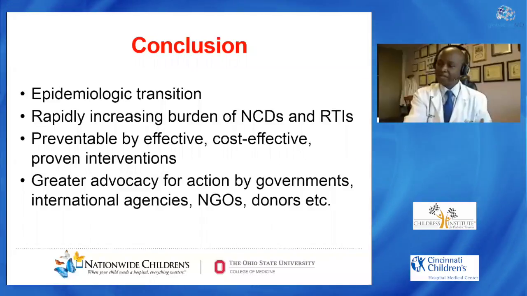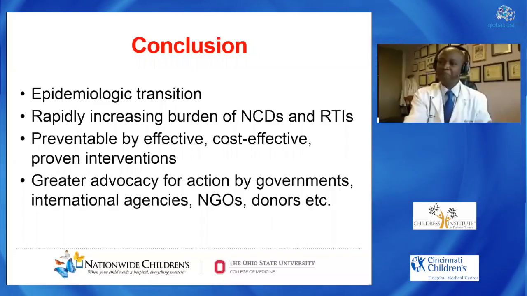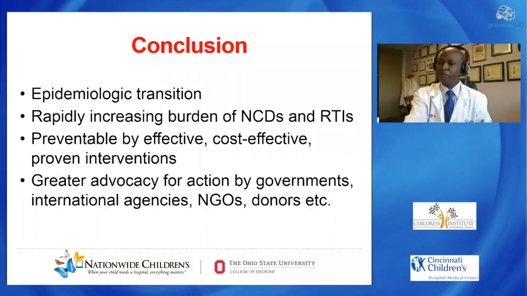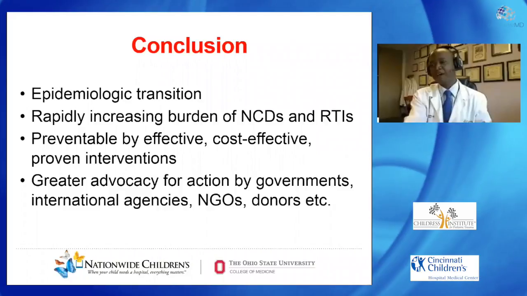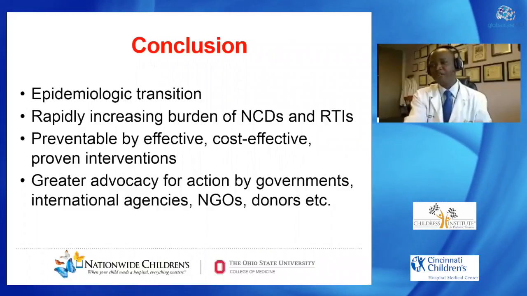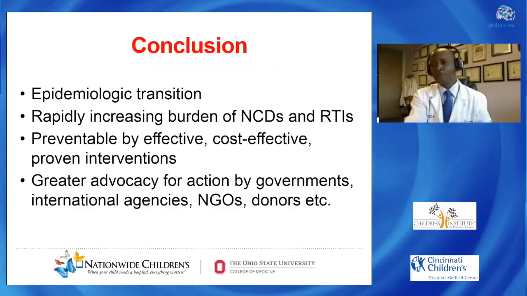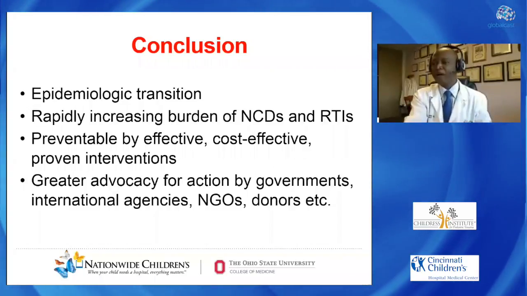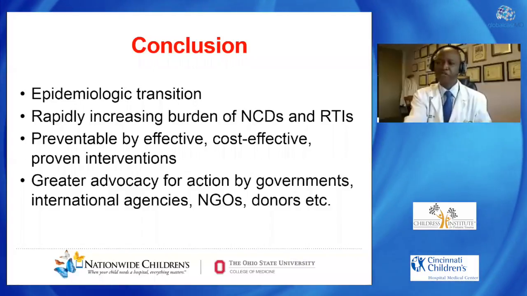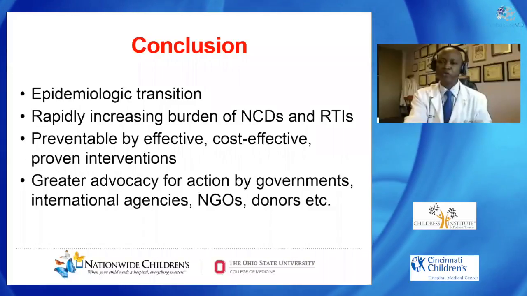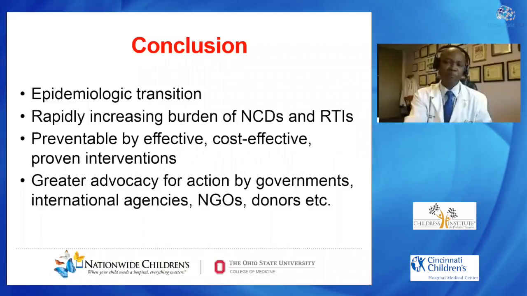But as I pointed out, hope is not lost because a lot of deaths from injuries can be prevented, both by traditional preventive measures, but also by secondary prevention by providing treatment for injuries that can be treated using a basic surgical package. And I also spoke about how advocacy and action by governments, international agencies, NGOs, and donors can help to yield a positive outlook for injuries in low and middle income countries.